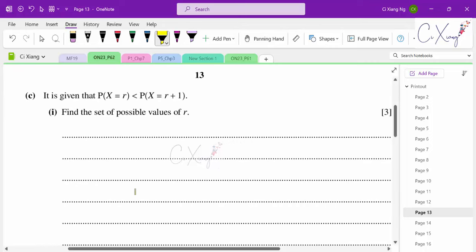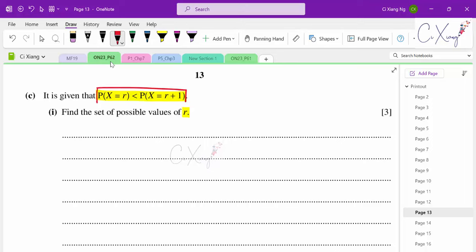For part C, they give us the information that the probability of x equals to r is smaller than the probability of x equals to r plus 1. Find the set of possible values of r. So to find the r, we have to start from the information given by the question, which is this one. So let's start. The probability for x equals to r is smaller than the probability of x equals to r plus 1. So first of all, we have to write out the formula, right?